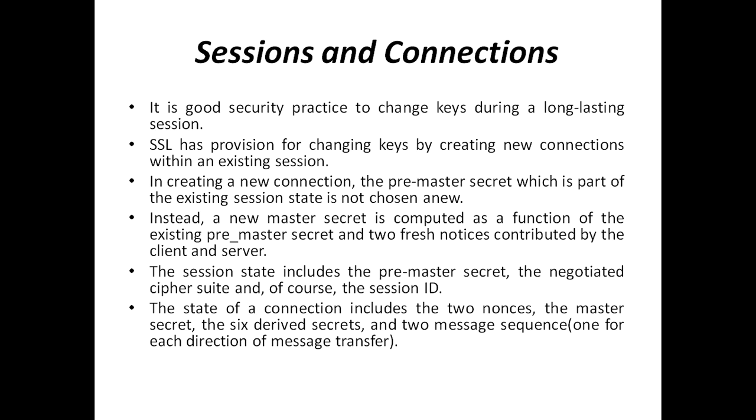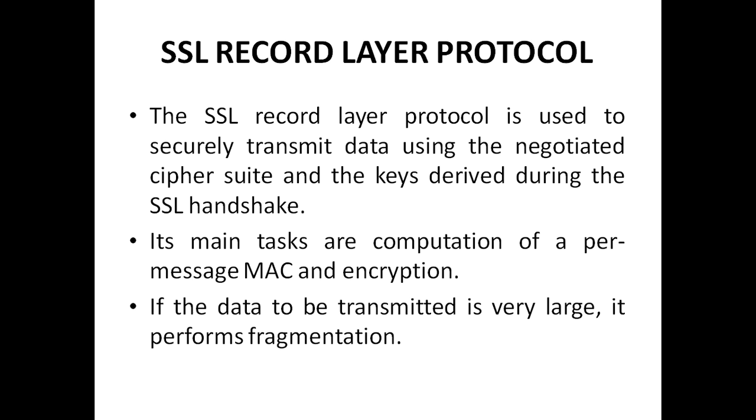Already in step 1, 2 nonces RA and RB were chosen by the client and the server and exchanged, and the pre-master secret key is also chosen. So by using this existing data, the new master secret is computed. The session state includes the pre-master secret, the negotiated cipher suite, and of course the session ID. The state of a connection includes the 2 nonces, the master secret, the 6 derived secrets, and the 2 message sequence numbers, one for each direction of message transfer.